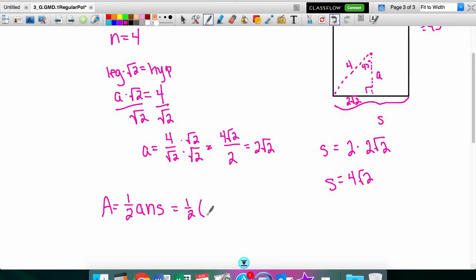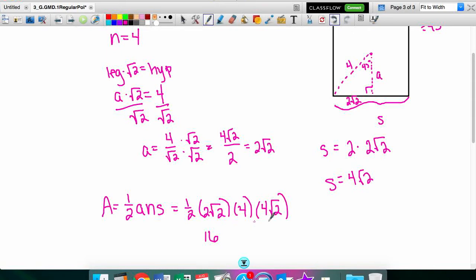So let's go ahead and plug in what we know. The apothem is 2 radical 2. The number of sides, since it's a square, is 4. And the side length is 4 radical 2. Simplifying everything on the outside, we have 1/2 times 2. That gives us 1. Times 4, 4. Times 4 is 16. So the numbers on the outside give us 16.